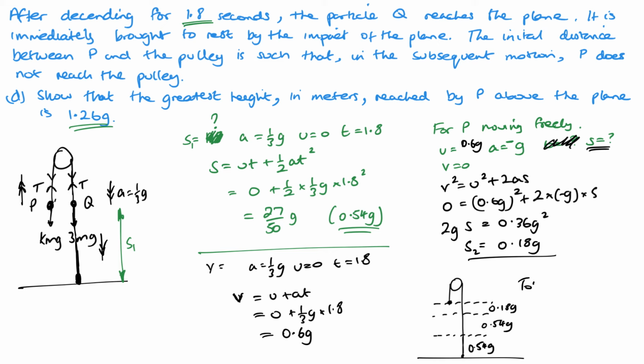So the total height above the surface, which is the important bit, is 2 times 0.54 g plus 0.18 g, which is equal to 1.26 g. And it's all about that height above the surface. P itself has travelled these two distances from here to here, but it has this additional height above the surface.